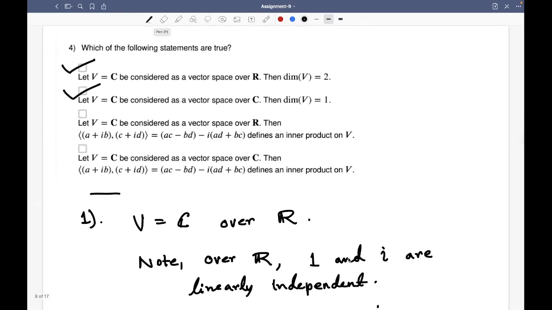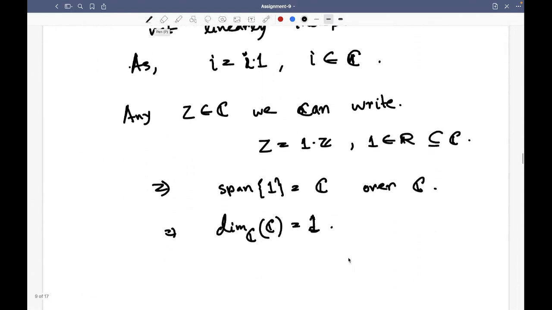Now let's check option number 3. Here V is the vector space C and it is over R. How is the inner product defined? A plus iB comma C plus iD is AC minus BD minus i times AD plus BC. We check whether this defines an inner product or not. So let's check this.